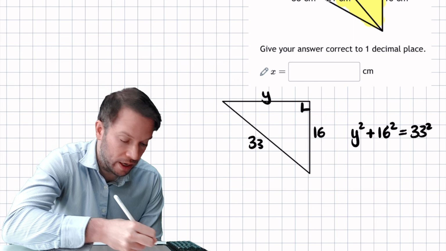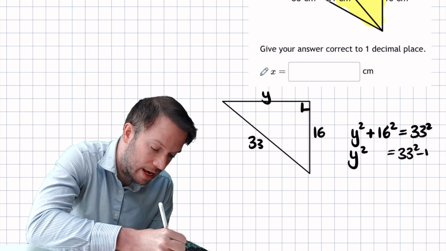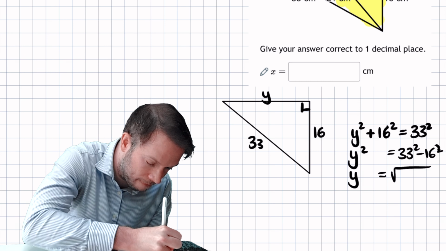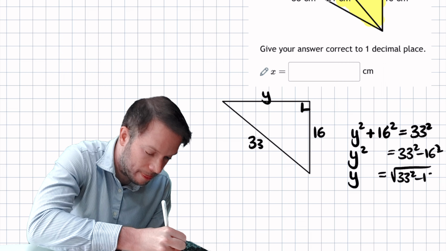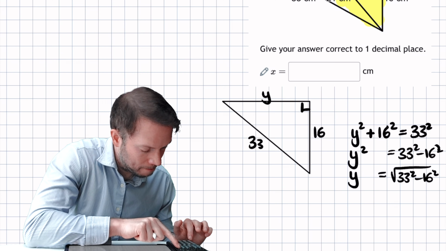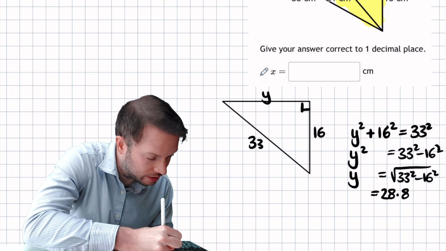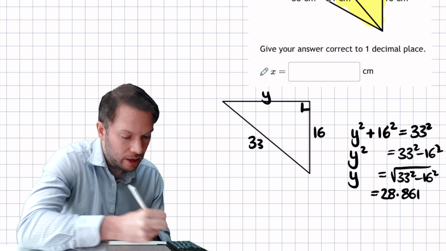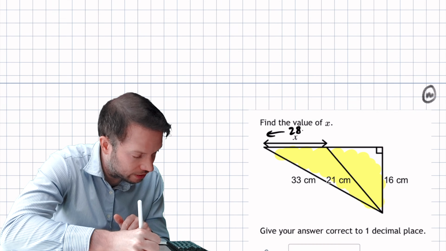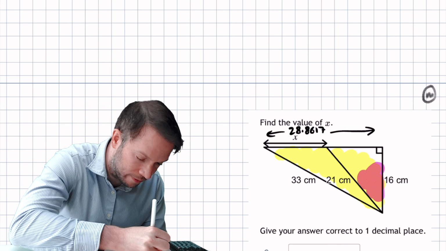And then we need to solve for y. So we could subtract the 16 squared from both sides, and then square root both sides to get rid of that squared on the y. So let's do that on our calculator. You get 28.8617. Okay, so we've got that this total length at the top is 28.8617. And as I said, we're now going to focus on this right triangle here, the smaller one.